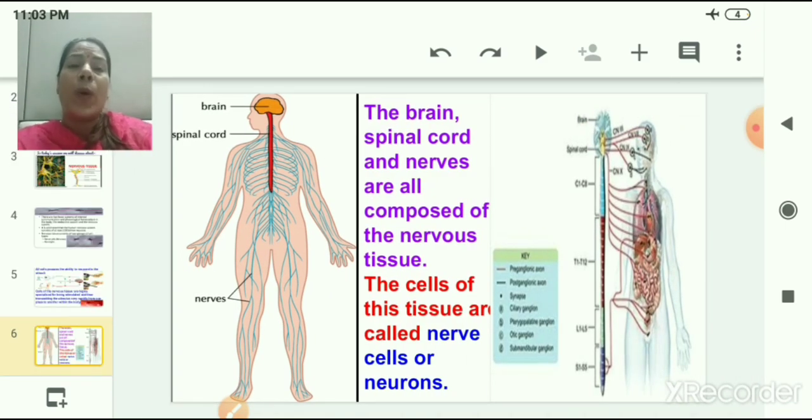So what transfers that nerve impulse very quickly in the body, and how is that response generated so quickly? It is because of three main parts of our nervous tissue. The brain, spinal cord, and the nerves are all composed of nervous tissue. The cells of this tissue are called nerve cells or neurons.